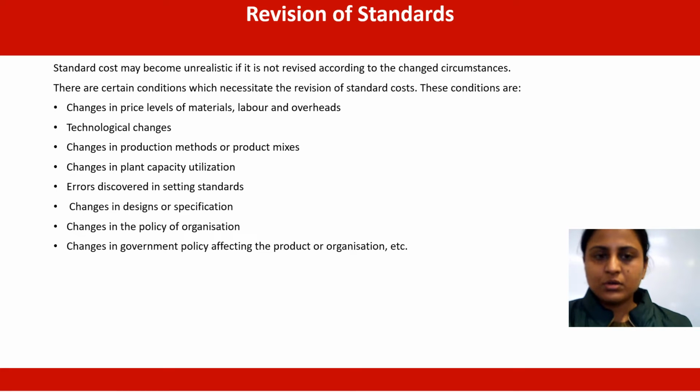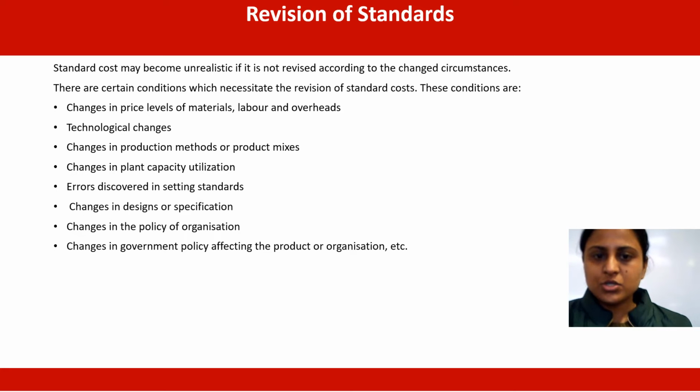So therefore, these standard costs are normally set for a fixed period of 1 year and then revised annually at the beginning of the accounting period. If there are major changes, there can be a revision within the accounting period also. But if the changes are minor, then the causes of difference between actual and standard cost may be explained without revising the standards.